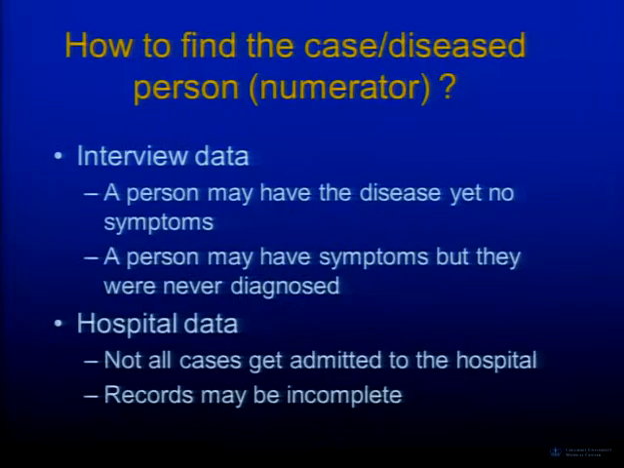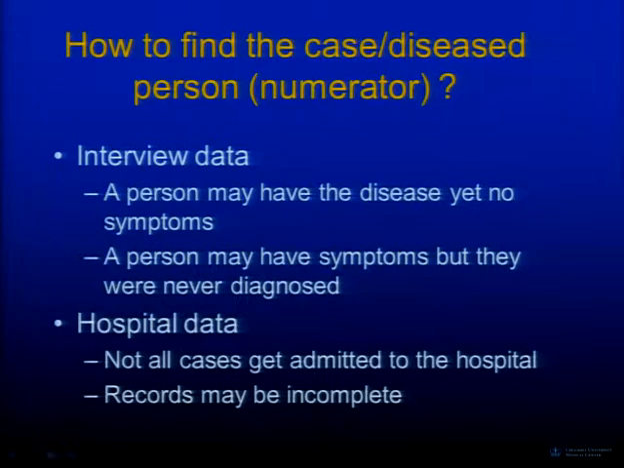So how are you going to get the cases, the diseased people, the numerator for your number when you want to look at prevalence or incidence? You could do interview data, and the issue is that a person may have the disease but not have any symptoms yet. They might be asymptomatic, and so you're not going to get that person in your numerator. In another case, maybe someone has symptoms but never bothered going to the doctor. So when you ask them, do you have rheumatoid arthritis? They have swelling and achiness in joints, and they might have a lot of the things in that criteria, but because they never went to the doctor, they're not going to tell you, I have rheumatoid arthritis.